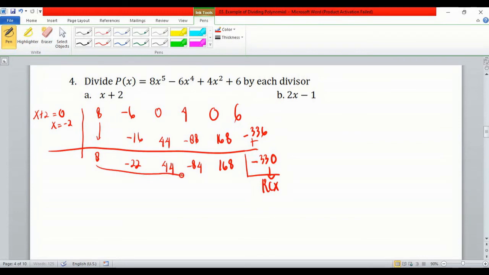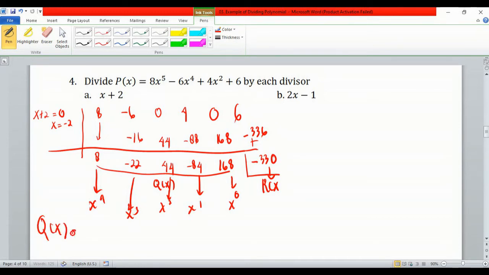So this is the quotient. Remember that in the quotient you need to put x power 0 for the last one, x power 1 for the next, x power 2, x power 3, and this one is x power 4. So you can write q(x), or quotient x, as 8x power 4 minus 22x power 3 plus 44x power 2 minus 84x plus 168. The minus and plus signs come from here. Okay, everyone? I hope you understand.